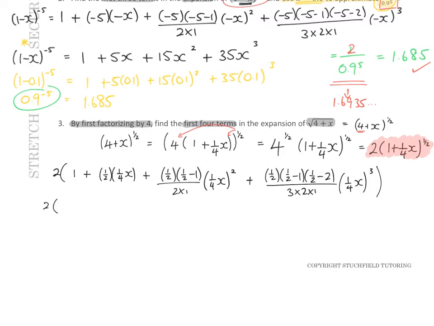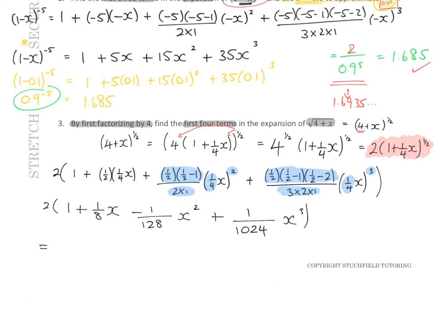Okay, I'm going to leave the 2 there and I'm going to expand. This one's easy enough. And then I'm going to start putting in my calculator. So I've got all of that there, all of this, and a quarter squared. Here I'm going to have all of that, and a quarter cubed. So it's minus 1 over 128 x squared, and 1 over 1024 x cubed. And then finally I can expand, so 2 plus a quarter x minus 1 over 64 x squared plus 1 over 512 x cubed. And that is my expansion.